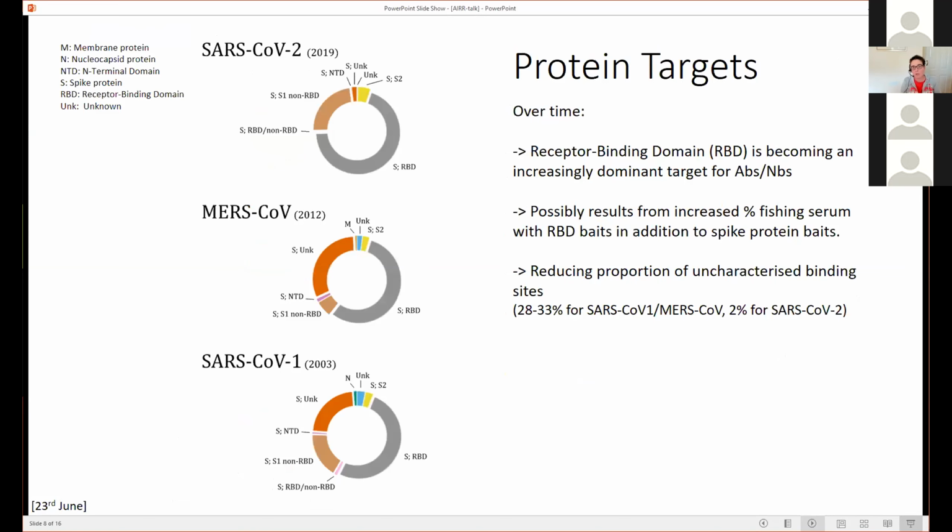You can also look at which proteins they target. The receptor binding domain is becoming an increasingly dominant target for antibodies and nanobodies within all of this. And this is probably related to what I was talking about on the previous slide, because this is one of the things people are going fishing with in the serum. And there's a reducing proportion of uncharacterized binding sites. So we're getting more and more understanding, not just that we know this binds or that this is a neutralizing antibody, but also we know where it binds or what it might bind to.